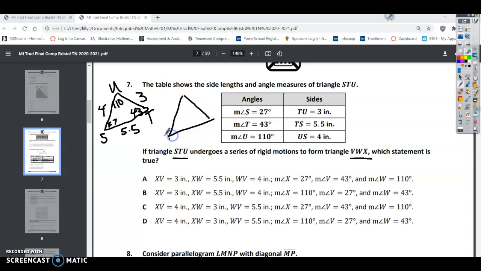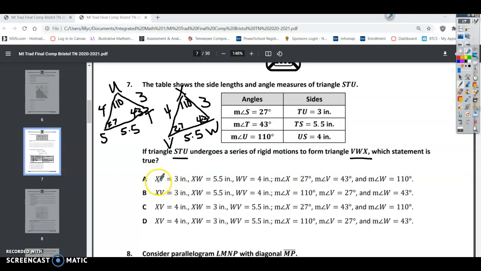a similar triangle. All right, so we're going to start, S is in the bottom left, so we're going to start with V in our bottom left, and T is going to be where W is, and U will be in the same place as X. So that's important to put those in the same position. That means that this will be 110, this will be 27, this will be 43, this will be 3, 4, and 5.5.